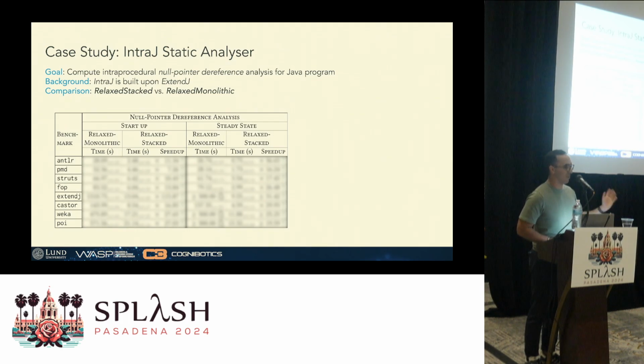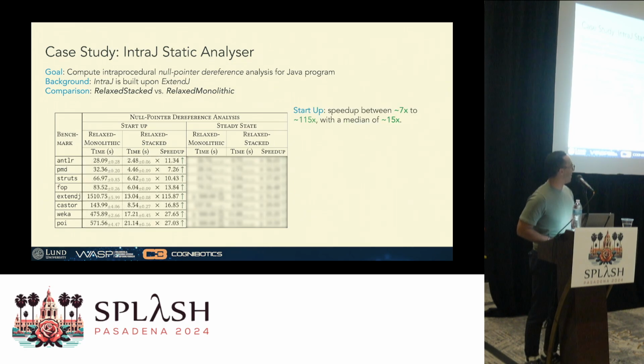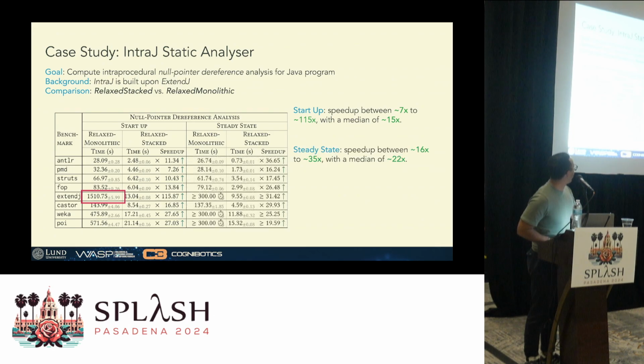And we measured both startup and steady state. And for startup, we have a speedup between 7x to 115x with a median of 15x. And in particular, for XNJ, it took 1,500 seconds for the relaxed monolithic algorithm. And that's because there was a method that was big, like 6,000 lines of code, and it didn't scale for the relaxed monolithic algorithm.